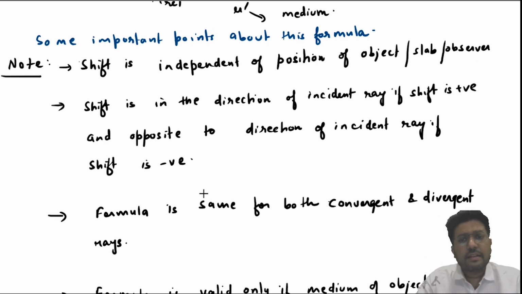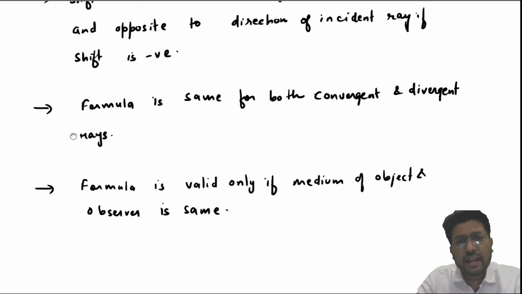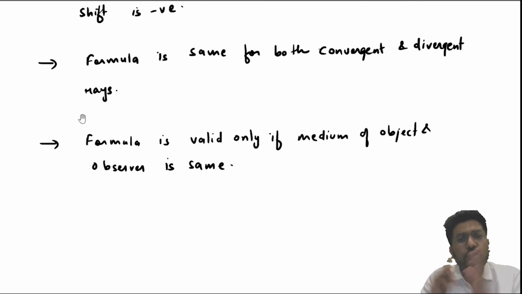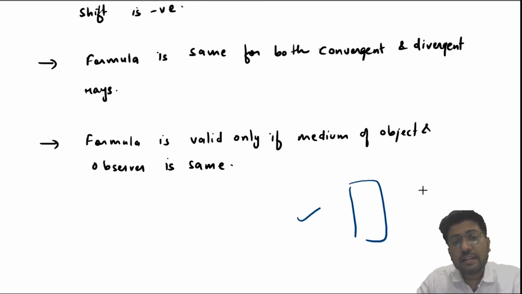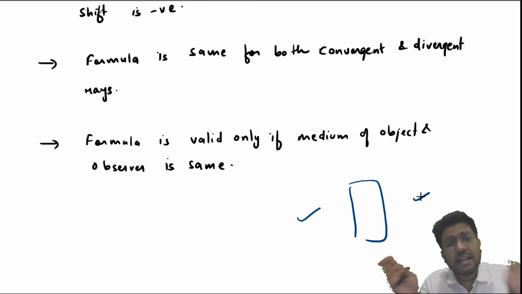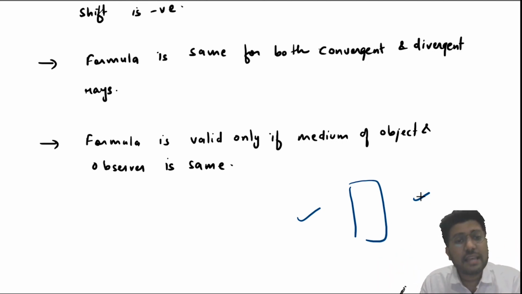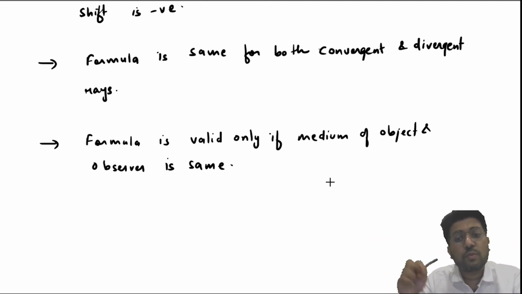Then the formula is the same that I have already discussed, and this formula is valid only if the medium of object and observer is the same. The medium on both sides of the slab has to be the same. Whether it is air or any other medium, that is a different thing, but it has to be the same. Only then can you apply the formula for shift.